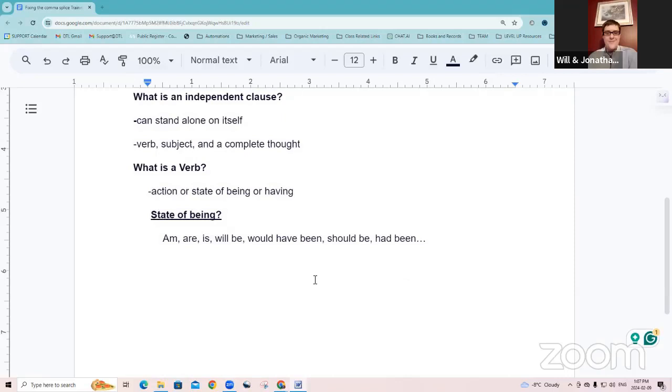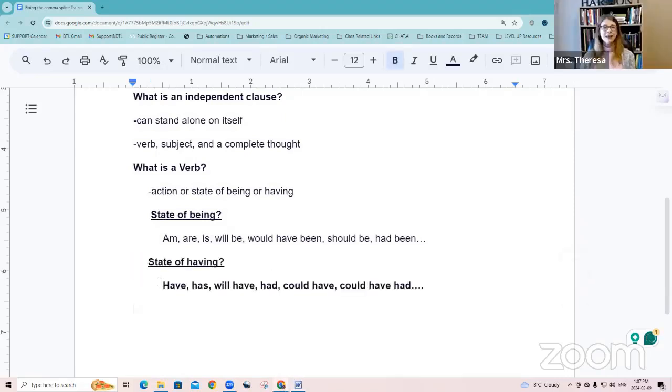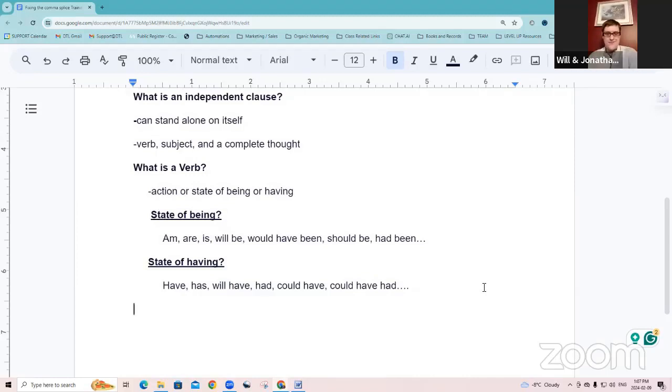Have. Have, right. Very good. So have is a verb, but it's not really an action, right? It's a state of owning something. So that's kind of how we talk about it. So we say a state of being or having. Some people even add a state of knowing.